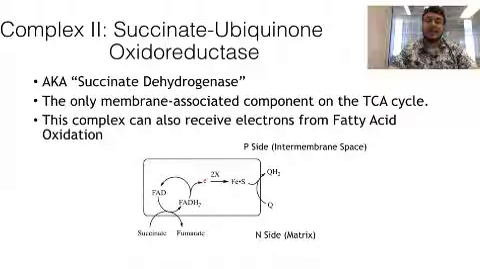So complex 2 is succinate ubiquinone oxidoreductase, which oxidizes succinate and reduces ubiquinone. Now, this is actually the enzyme that is part of the citric acid cycle, but it can also gain electrons with fatty acid oxidation. The electrons will travel around 40 angstroms through the iron-sulfur clusters to get to a quinone. This mechanism is similar to complex 1, but instead of FMN, it uses FAD, and this complex does not pump any protons.